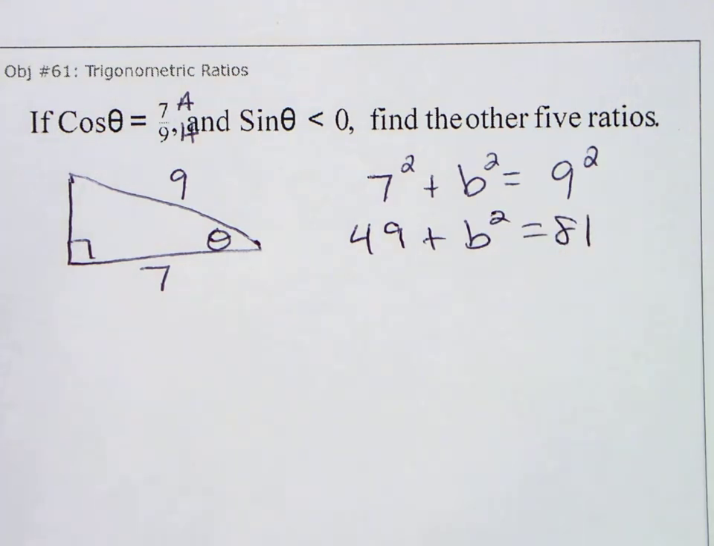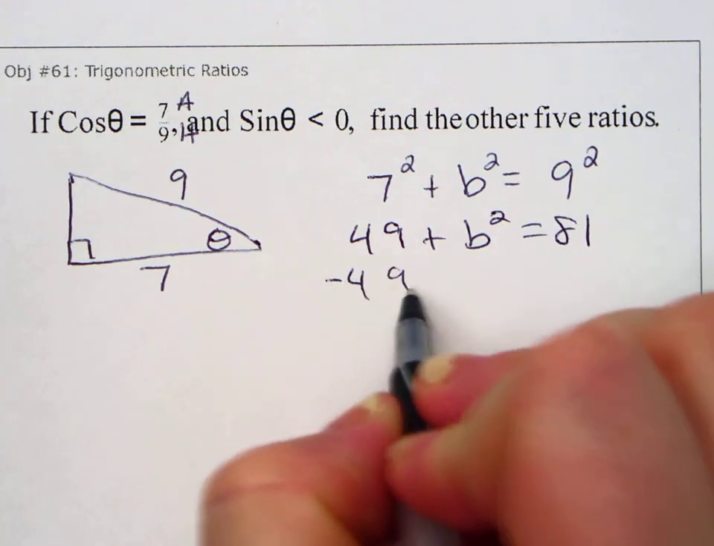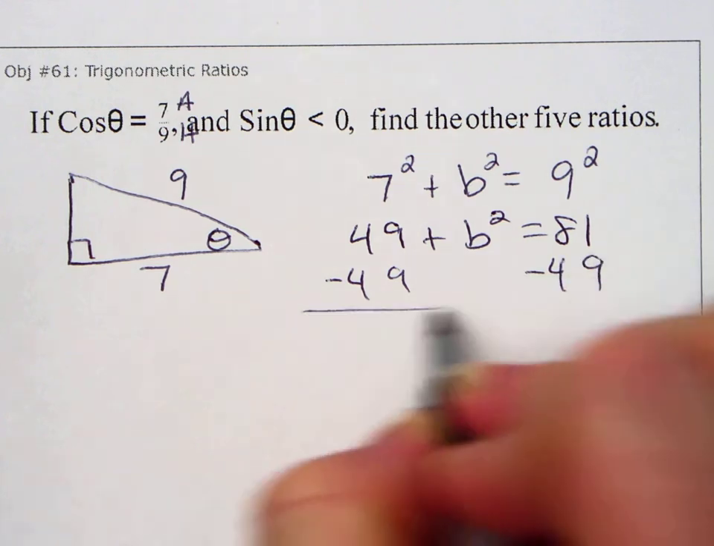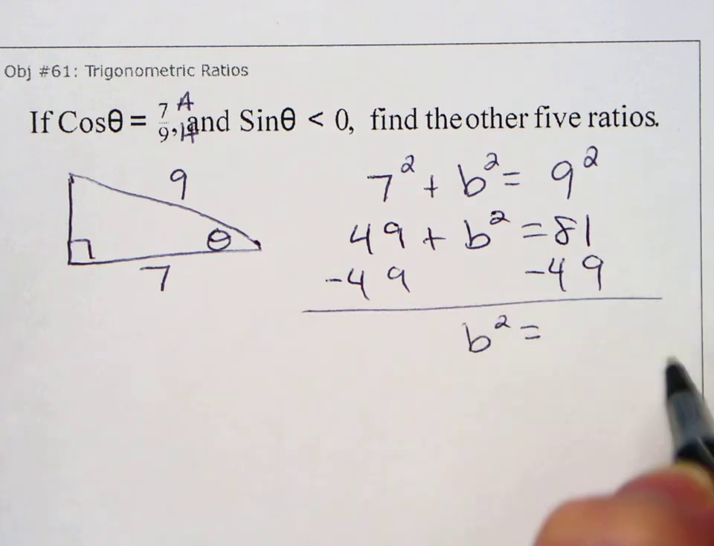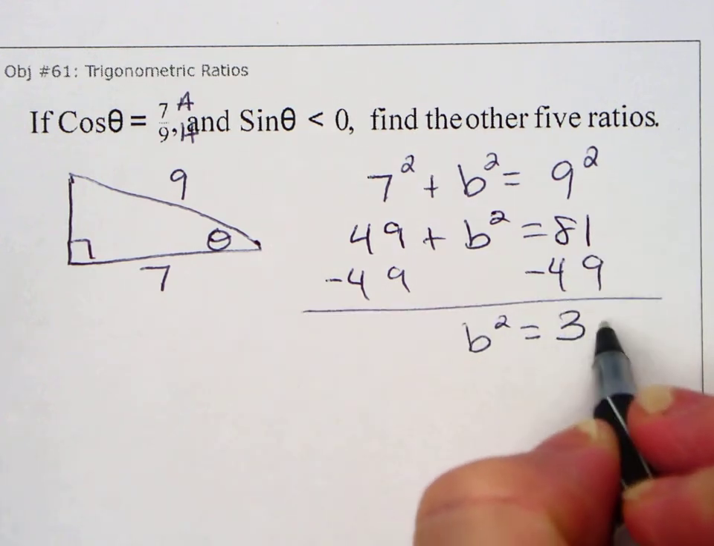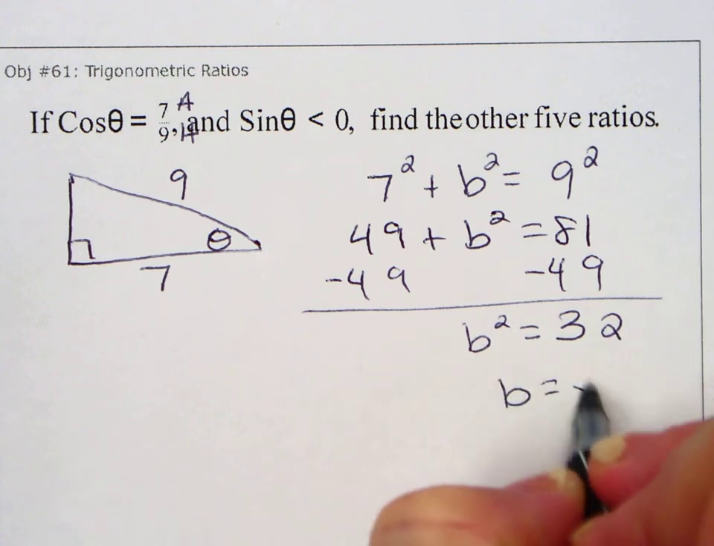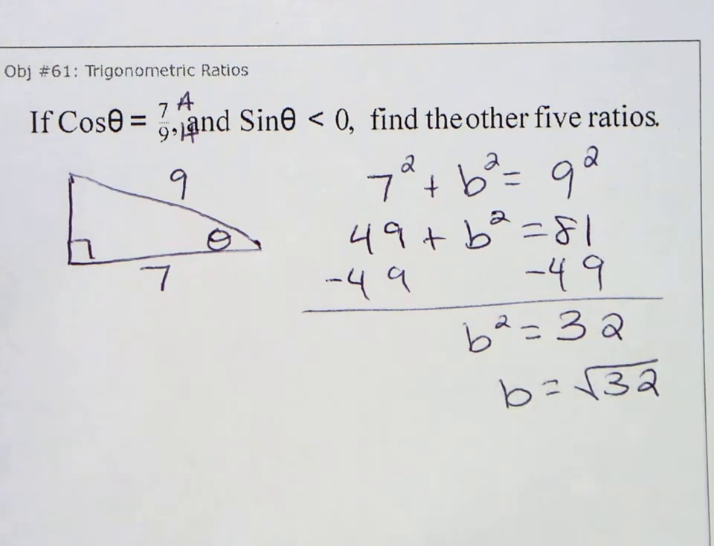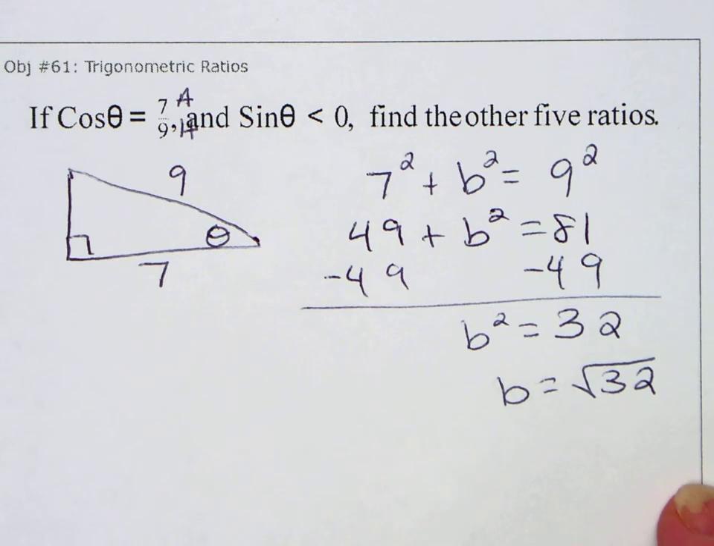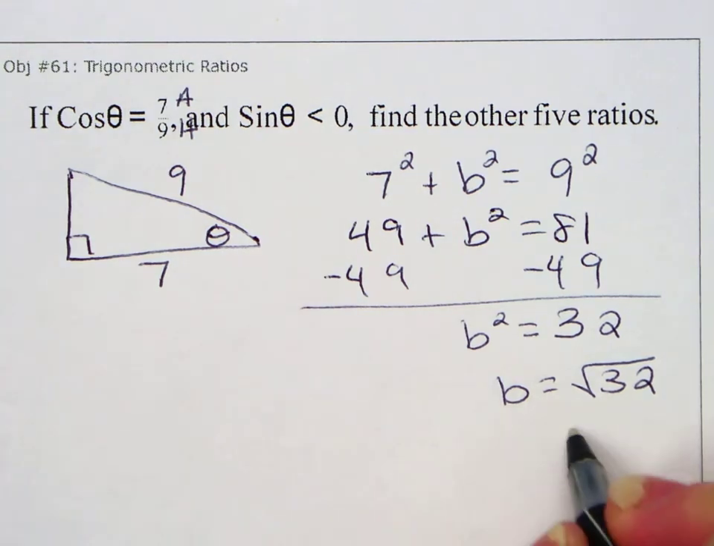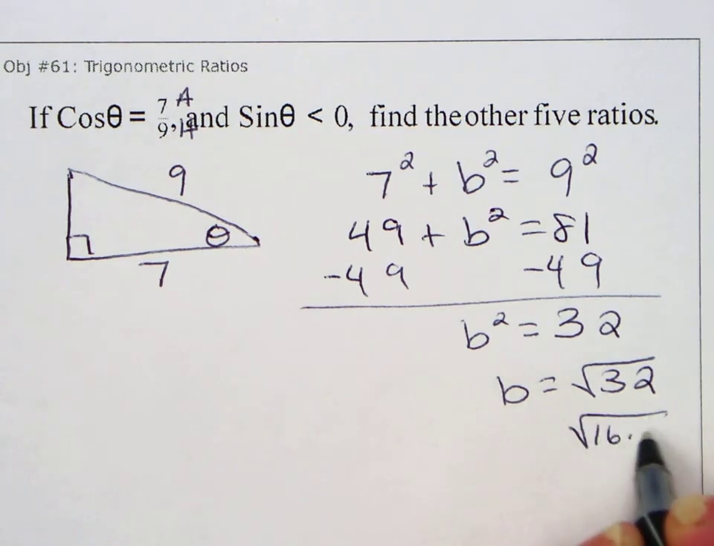What do you do to solve for B? Subtract. B squared equals 32. B equals radical 32. And then you can simplify radical 32. Radical 32 is 16 times 2. The square root of 16 is 4. So 4 radical 2.